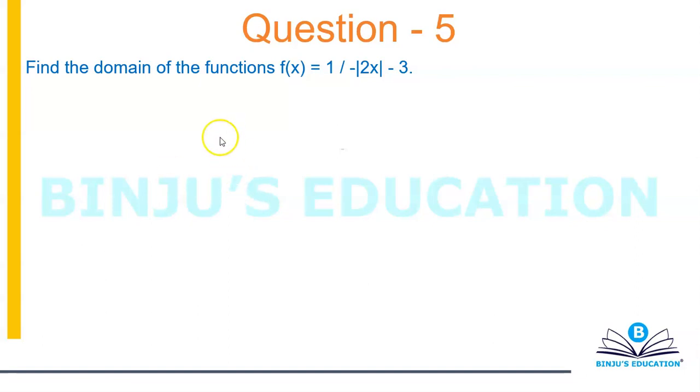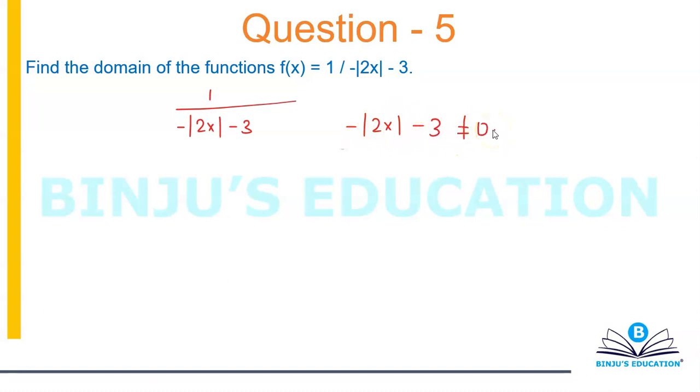So this one is simple. This is 1 over negative root of 2x minus 3. So you just need to ensure one thing in this, that is the denominator should not be equal to 0. Okay, because 1 over 0 is not defined in maths. So I would want negative root 2x minus 3 not equal to 0.